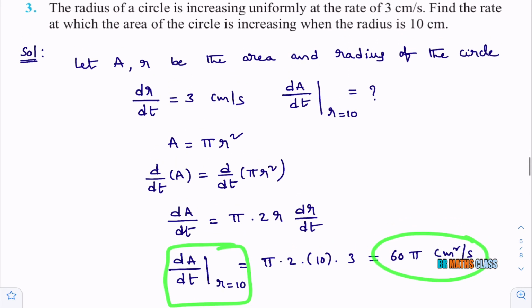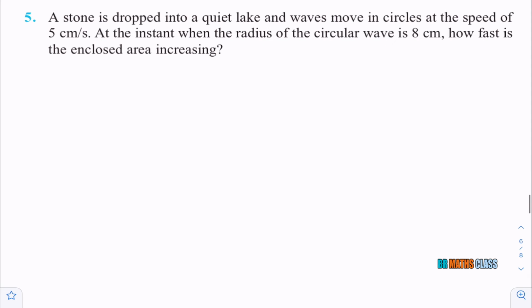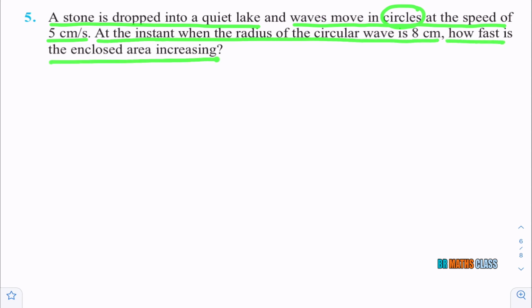I hope you understand the solution. Please observe this question. A stone is dropped into a quiet lake. Waves move in circles at the speed of 5 cm per second. By seeing this question, I can identify that this is a circle related problem. At the instant when the radius of the circular wave is 8 cm, how fast is the enclosed area increasing?